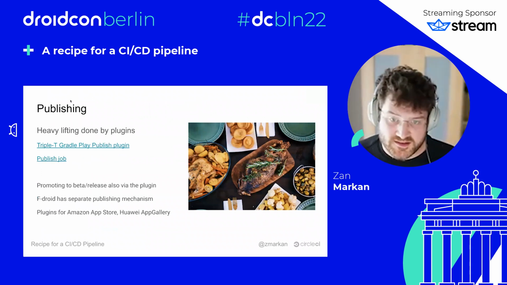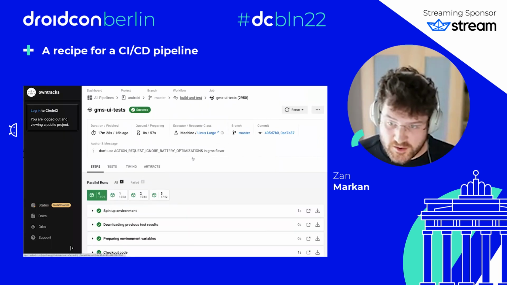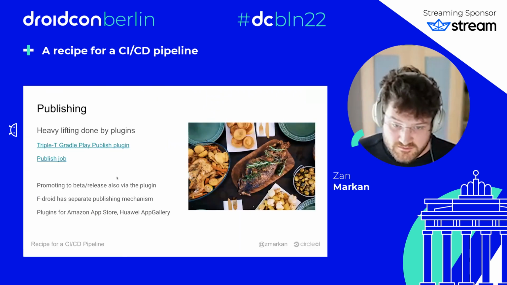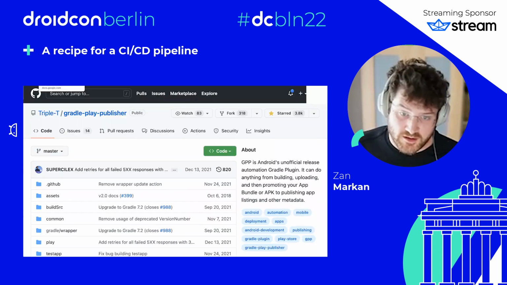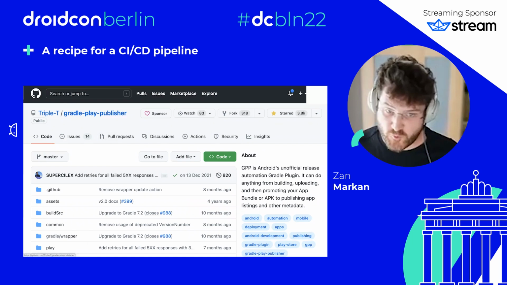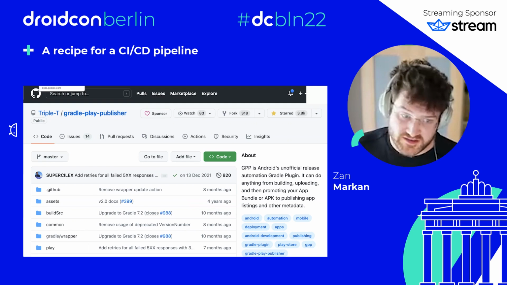And then last thing we want to do when everything passes, if we're looking at our workflow, is we want to do a publish. So for publishing, everything is done by a plugin. So Gradle Play Publisher from Triple-T. It's widely used, and I'm sure a few of you or many of you have already seen this or used it.